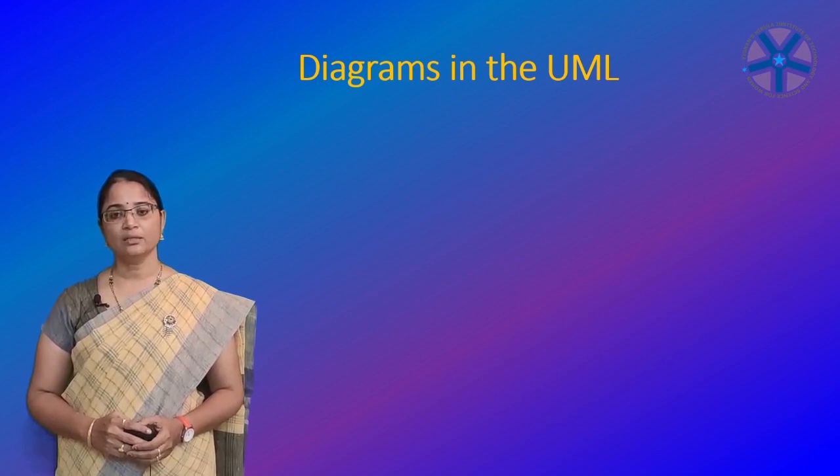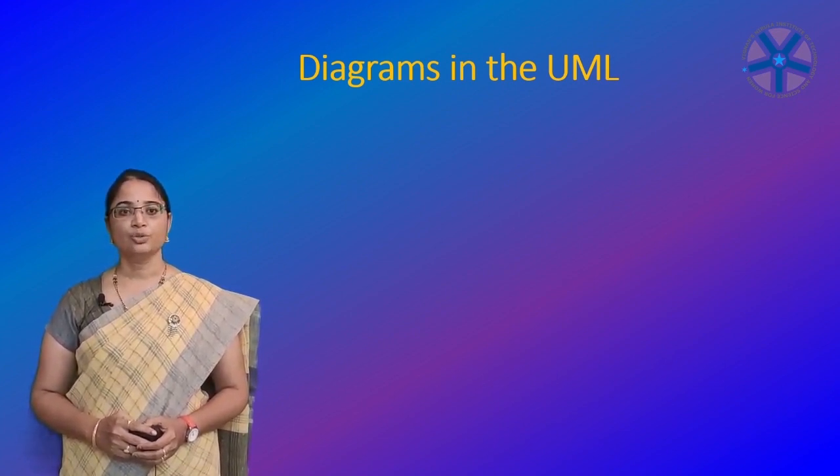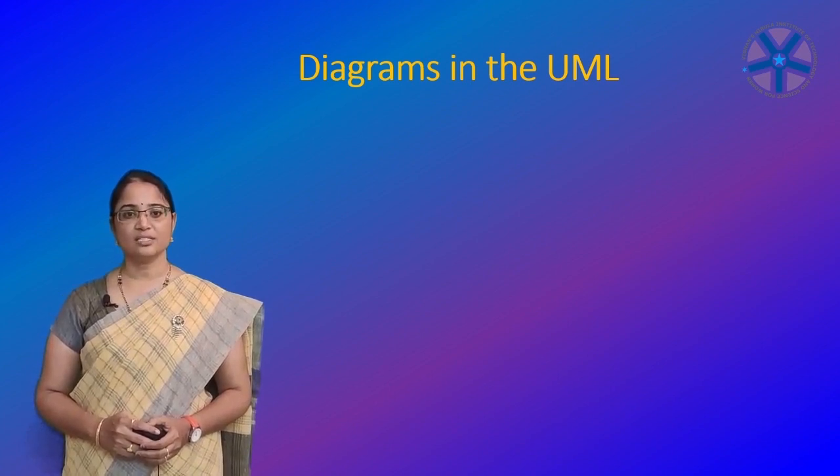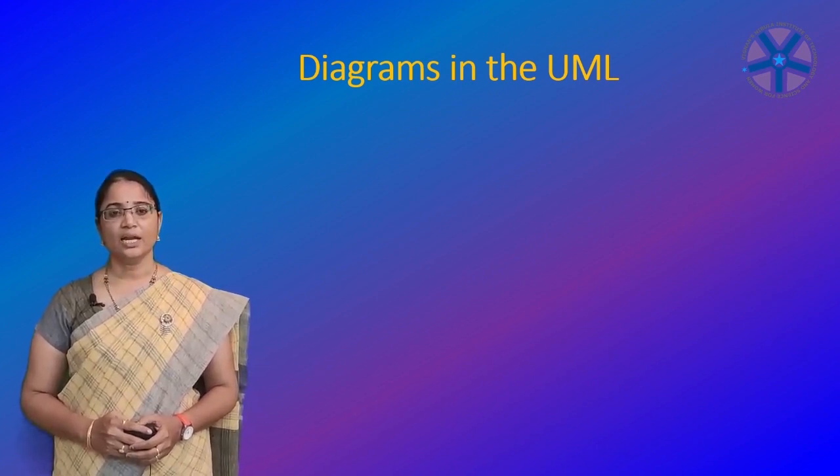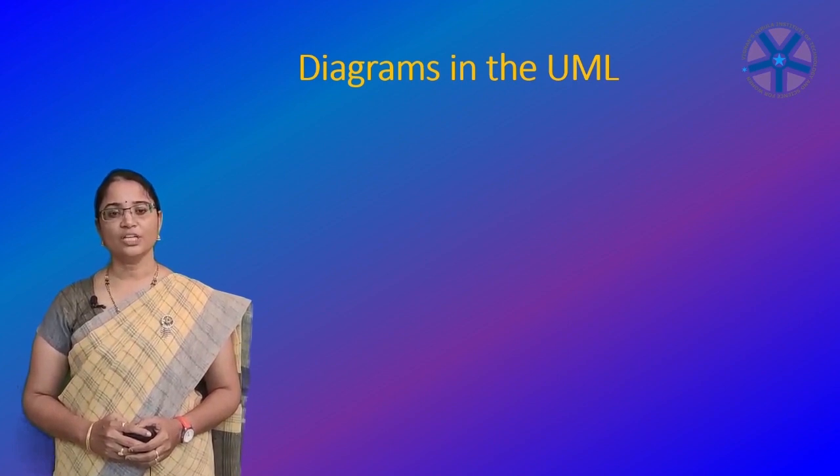So tying the things and relationships together forms the diagrams. You draw the diagrams to visualize a system from different perspectives. So a diagram is a projection of a system. In theory, a diagram may contain any combination of things and relationships.